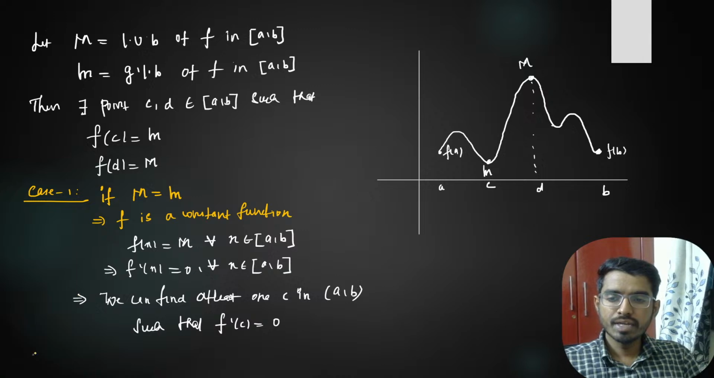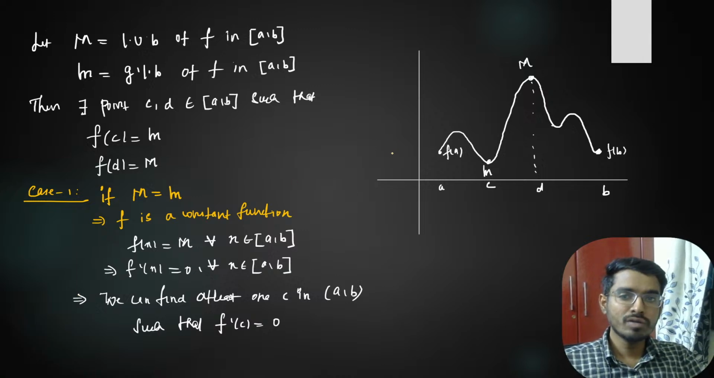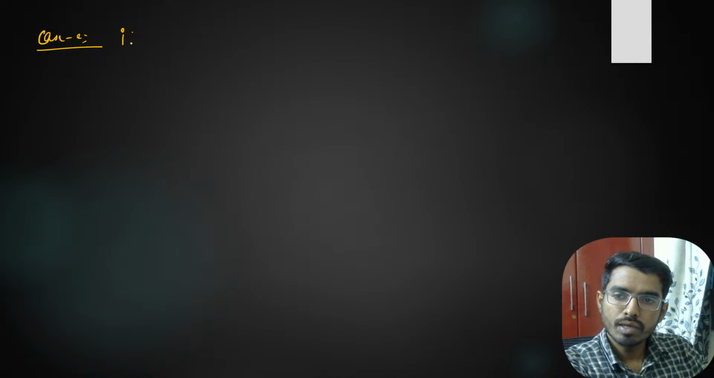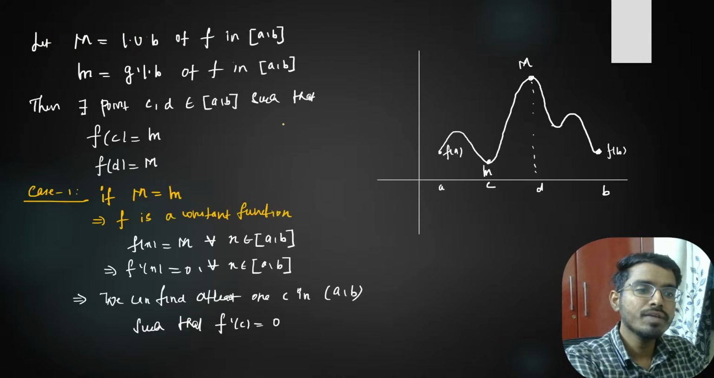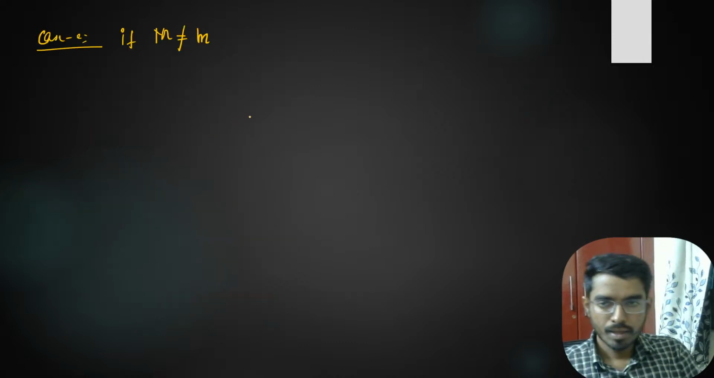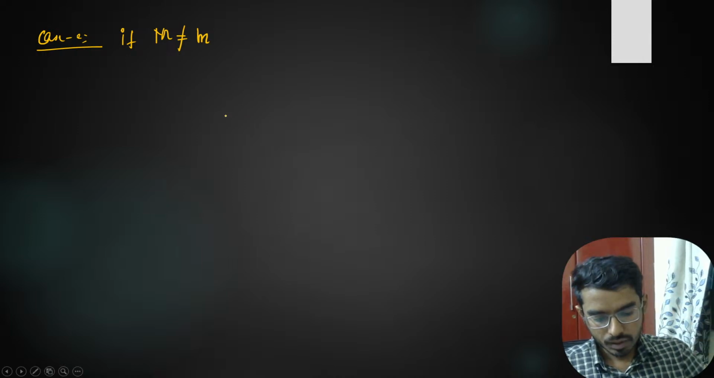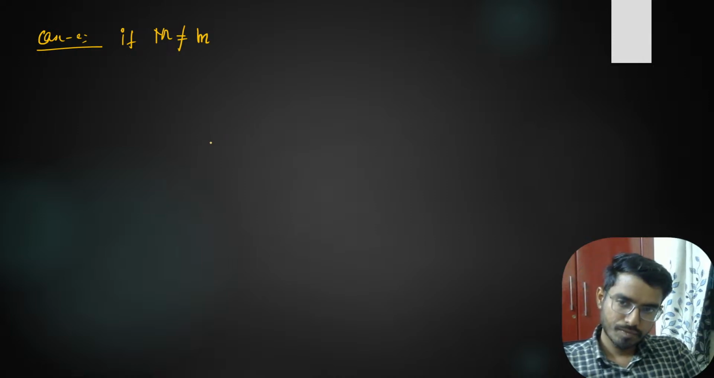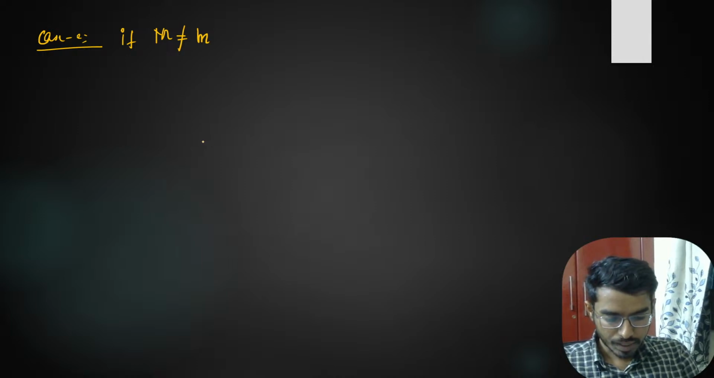Now case 2, this is our trickiest case. What happens if your capital M is not equal to small m? So in this diagram you can see your capital M is not equal to small m. So we will prove this case. Case 2: if capital M is not equal to small m, right? Capital M is your maximum value and small m is your minimum value. Actually, capital M is your least upper bound. Since your f is bounded, your LUB will be your maximum value and GLB will be your minimum value.